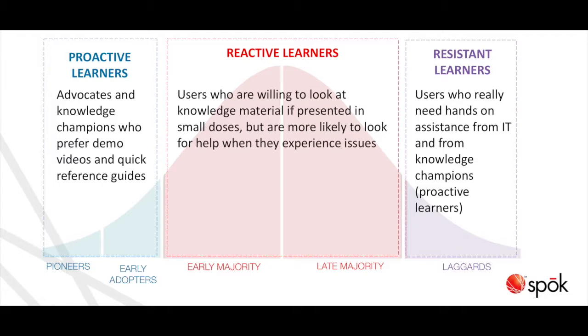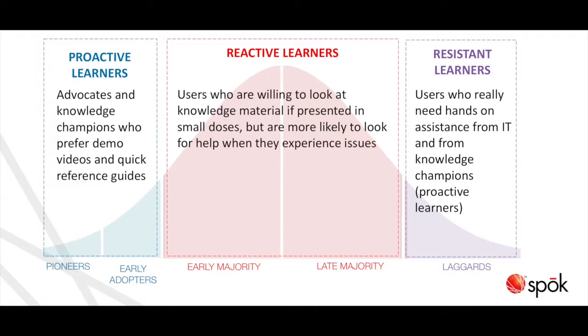We see a second set of learners who are reactive. And this is generally both the early and the late majority. So most of your end user population is likely going to be in that camp, where they're willing to learn, but oftentimes in a more reactive way, where they'll generally just look for knowledge materials if they're having trouble. So they'll just try it out hands-on, and if they have trouble, they'll look for additional knowledge.